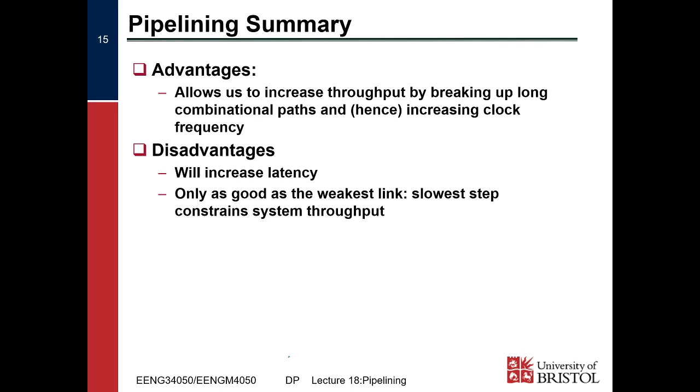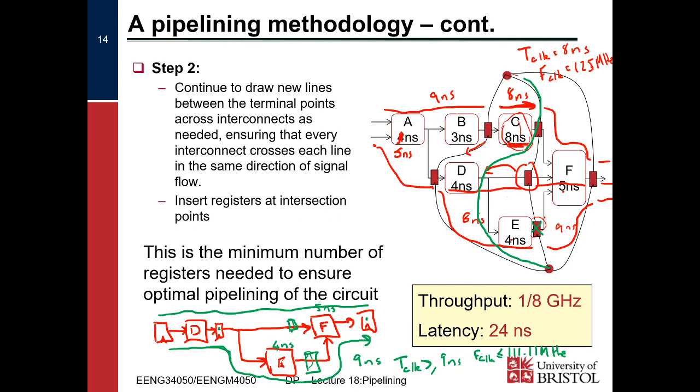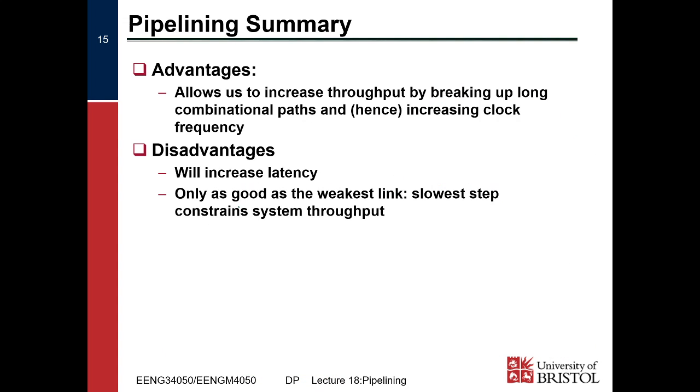So in summary, pipelining allows us to increase the throughput by breaking up long combinational paths and hence increasing the clock frequency. The disadvantages are that it increases the latency. It's only as good as the weakest link, so the slowest step, in this case C up here, constrains the system throughput. If our slowest step is 8 nanoseconds, the maximum clock frequency will be 125 megahertz. There's no way to change that. If our slowest step is 10 nanoseconds, our maximum clock frequency is 100 megahertz. We can't do any better than that.